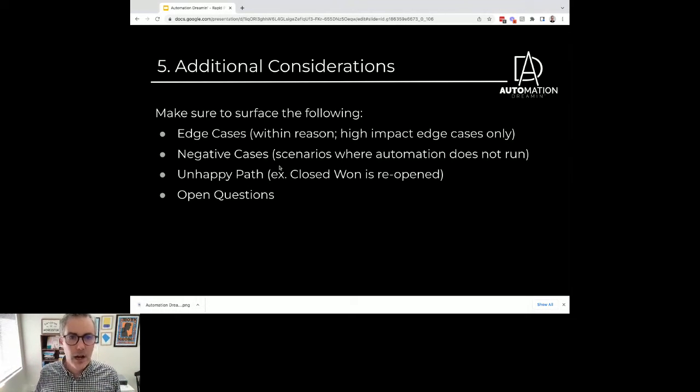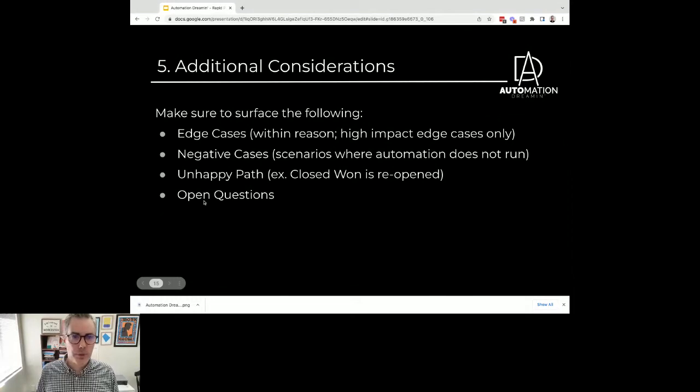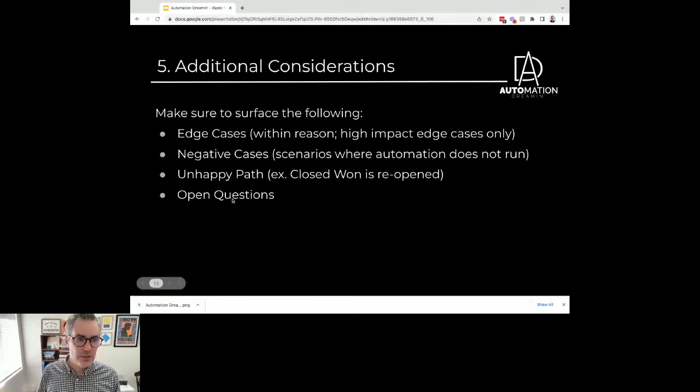And then unhappy path. So scenarios that aren't all that common or aren't all that top of mind, again, within reason, but thinking through those if there's one that's potentially high impact. So the example I used here is if a closed won opportunity is reopened. Not something that people think of a lot, but if there's a potential impact there, it's something you want to surface up. And then if you have open questions, you definitely want to put those right in front of folks so you can get answers to them.